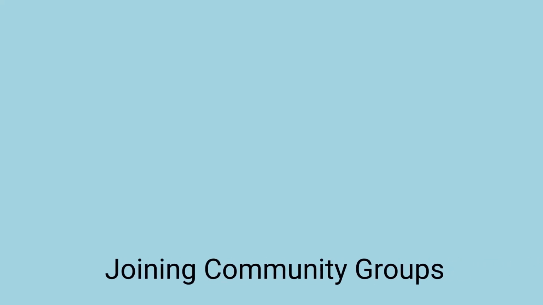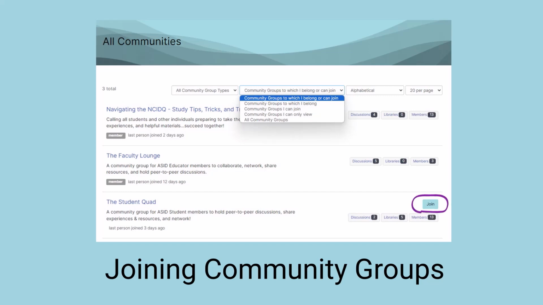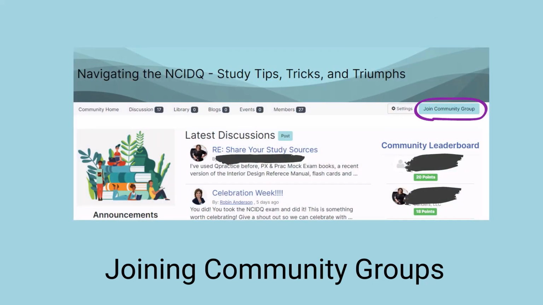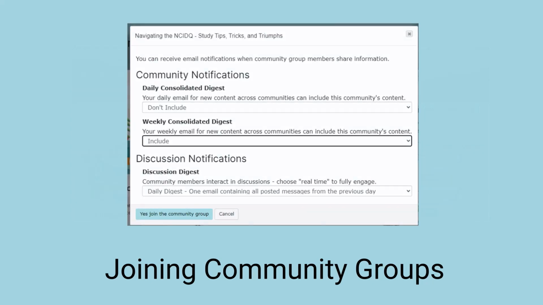If you have permission to join a community group, you will see a Join or Request to Join button depending on each group's privacy settings. You can join a community group from the All Communities page or from the group's homepage. For each community group you join, you are required to set your digest or email notification settings. At a minimum, we suggest opting into the weekly consolidated digest and the daily discussion digest, just to make sure you are staying involved in your community groups. Select your desired settings and then click Yes, join the community group.